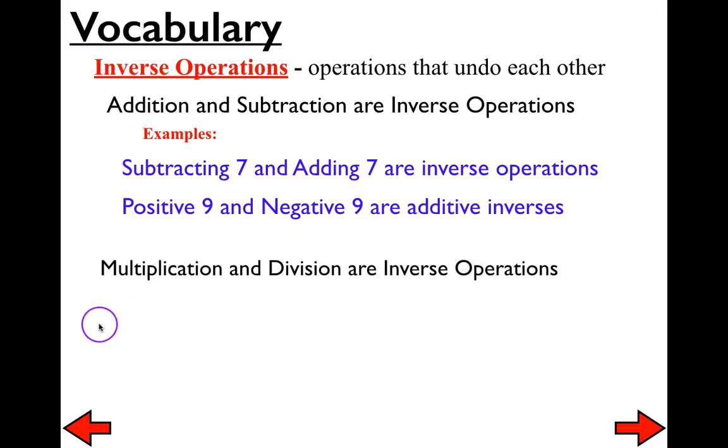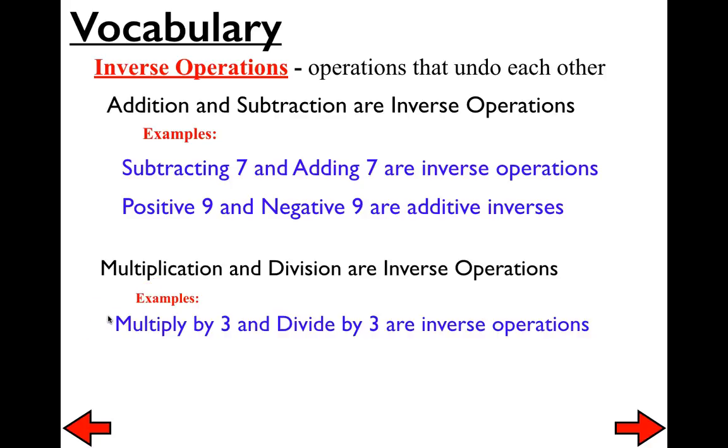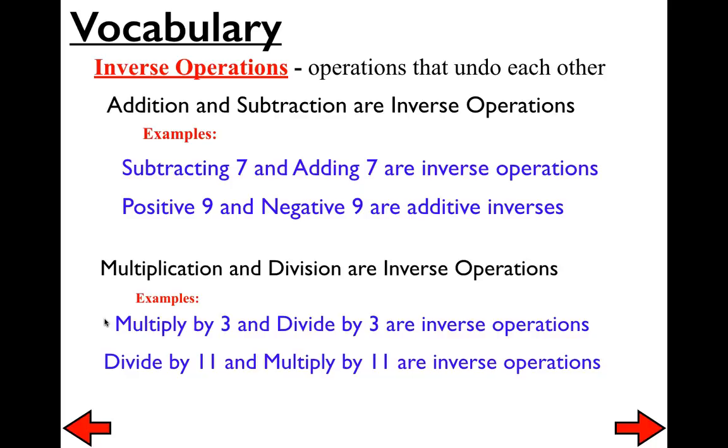Multiplication and division are inverse operations. So some examples are multiplying by 3 and dividing by 3 are inverse operations. So again, you can think of opposite. Divide by 11 and multiply by 11 are inverse operations. And then 9 and 1/9 are multiplicative inverses. So again, they're essentially the reciprocal of one another, and they're going to give you a product of 1.